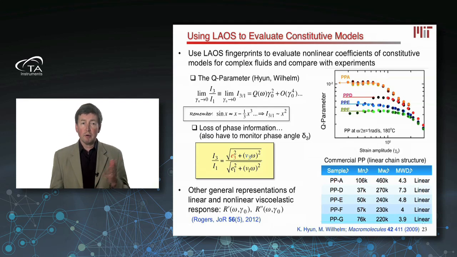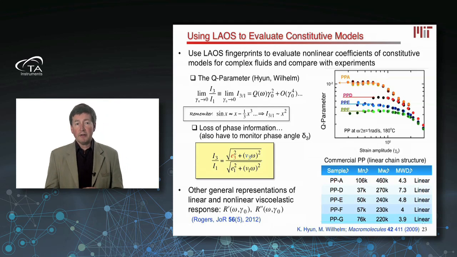Here's a series of measurements for a series of very nice commercial polypropylenes which have purely linear chain structures. You can measure the magnitude of the Q parameter, and this can be related to, for example, the polydispersity of the material, or when you start to see strain stiffening or strain thinning in the material.